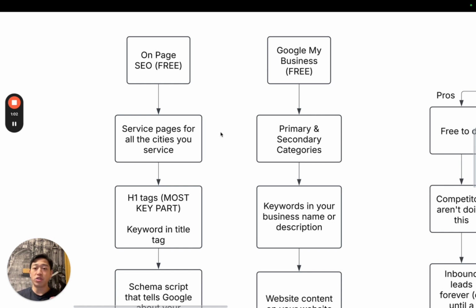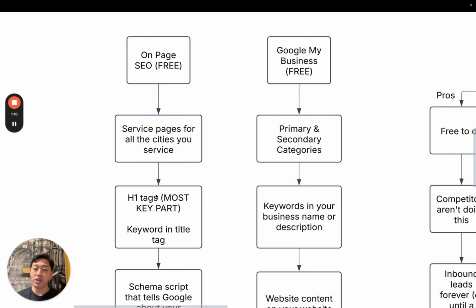In reality, what you should be doing is targeting the smaller cities, targeting the neighborhoods, and ranking for those keywords because those are more so long tail keywords, but your biggest competitors aren't ranking for those. So that's where we can find a lot of edge in our marketing.